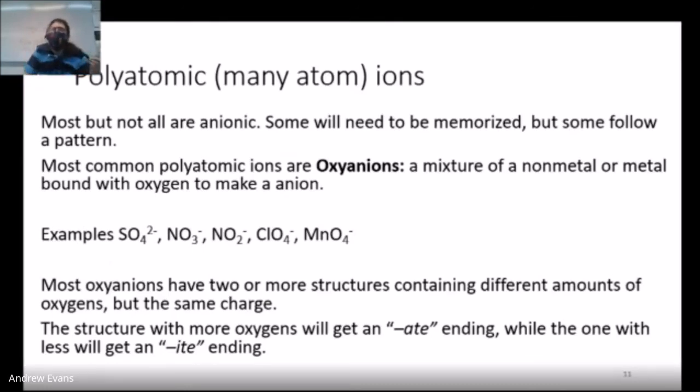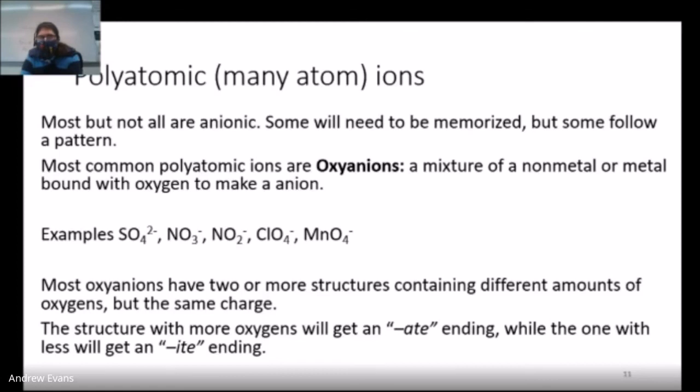Most common polyatomics will fit into the category of what's called an oxyanion. Breaking that down, oxy means oxygen, and then anion. So some mixture of an element with oxygen. We will learn most of the non-metal oxyanions, but there are a few metal ones that we may see that you may have heard of. But SO4, 2 minus is sulfate. That's a common one. NO3, 1 minus is nitrate. NO2, 1 minus is nitrite.